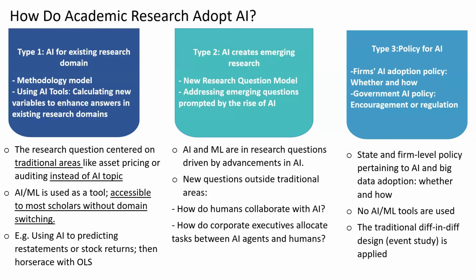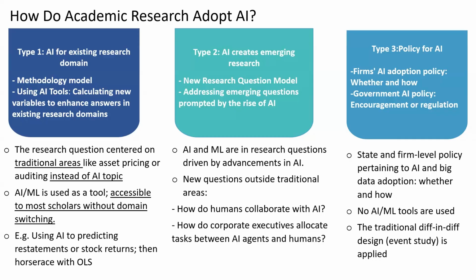So I hope by now you can see the difference between type 1 and type 2. In type 1, the question is a traditional question. You're using AI as a tool to answer the traditional question with new answers. In type 2, the question itself is about AI, so it's not just using AI as a tool. How AI affects the labor market, how AI affects the finance industry, how AI affects our profession. All these are new questions, containing AI, prompted by AI. The distinguishing point of type 2 is that it has an AI component in the research question, while type 1 doesn't.